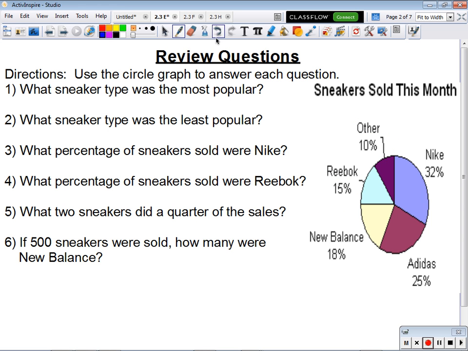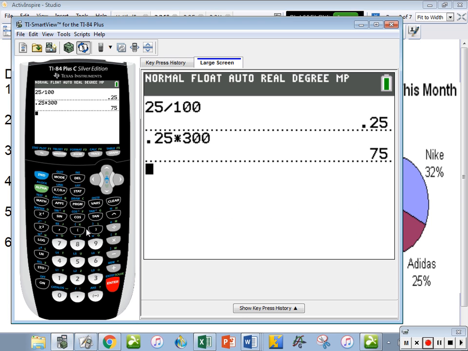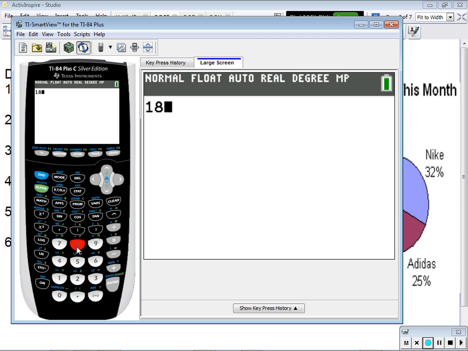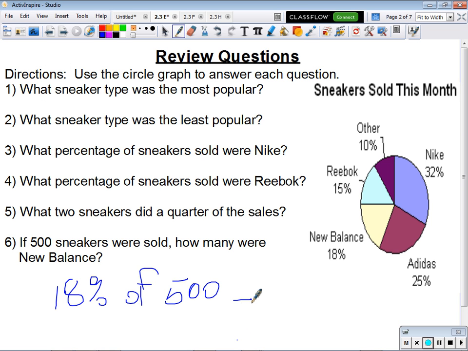And then for number 6, we have if 500 sneakers were sold, how many were New Balance? So once again, I want to take a percentage of a number here. So New Balance was 18%. So what I want to know is what's 18% of 500? So in order to do that, I'm going to take 18% and convert it to a decimal. So I'm going to do 18 divided by 100, which would be 0.18. So from there, I want to do 0.18 times, just remember of means times, 500. So the answer to this would be 90. So we would have 90 sneakers that were sold that were New Balances.